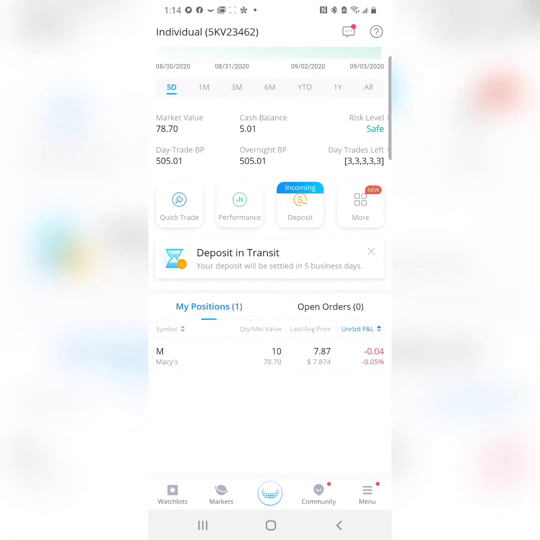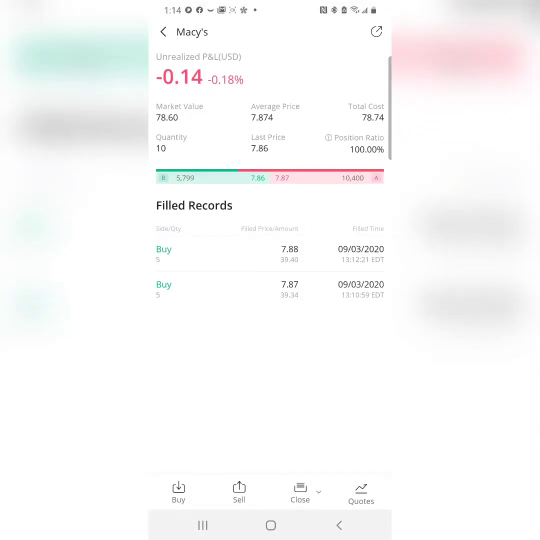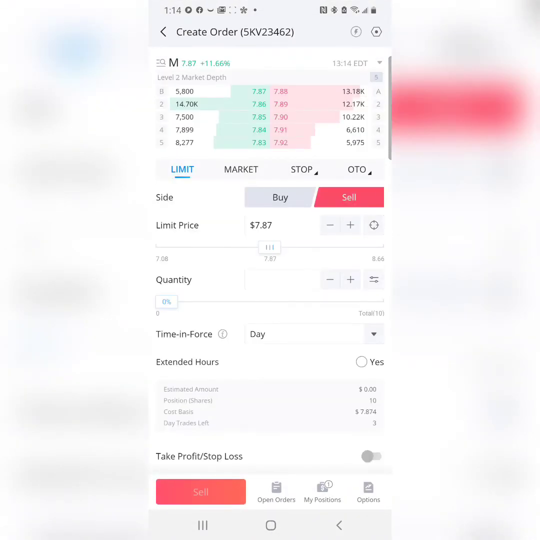All right, so that's basically how to buy it. Now let's go ahead and try to sell it. This is where it gets a little tricky if you have a cash account. It is less tricky if you have a cash account because you don't have that day trade limitation. So let's say I have these 10 shares and I hit sell down here.